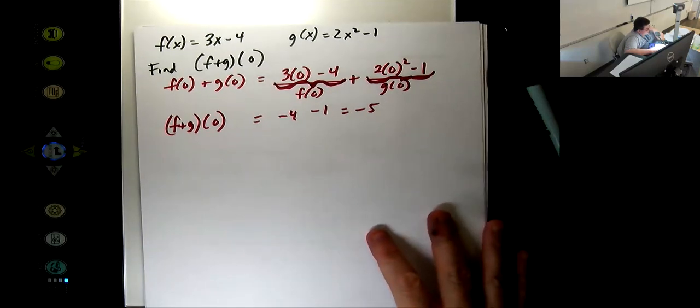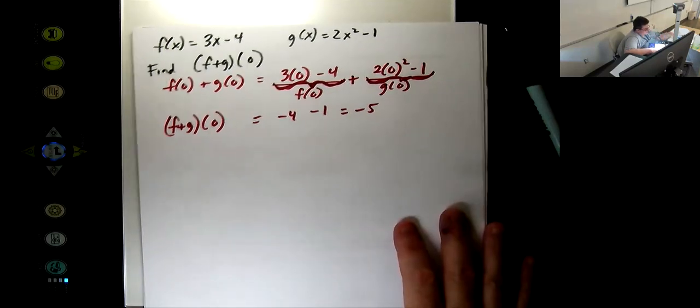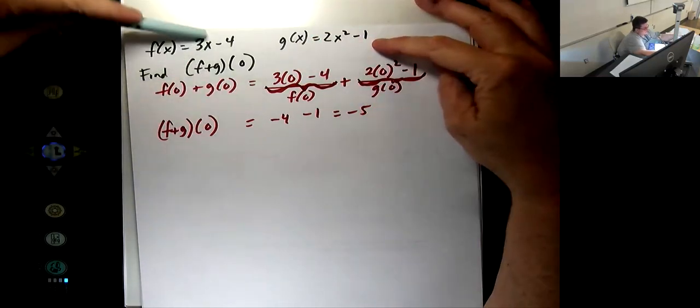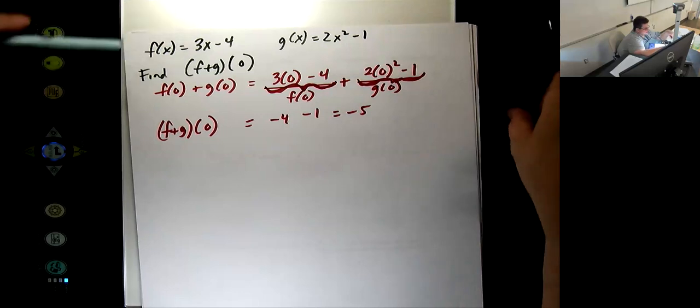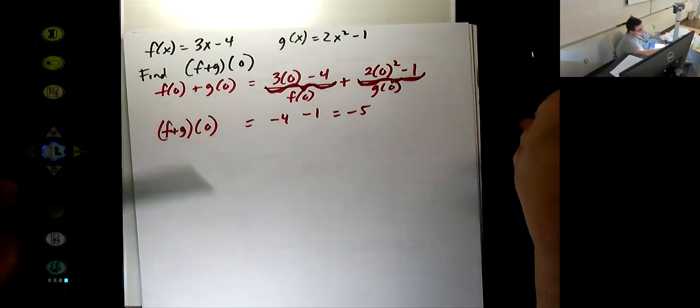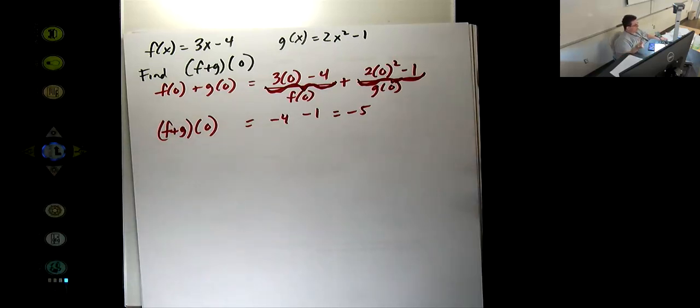Does that make sense? I plugged in x equals 0 on each of these and just replaced x over here. Since we're adding them together, I showed them being added together. Okay, so if you only need to do it for one number, that's the easiest way to do it. It takes the least time.